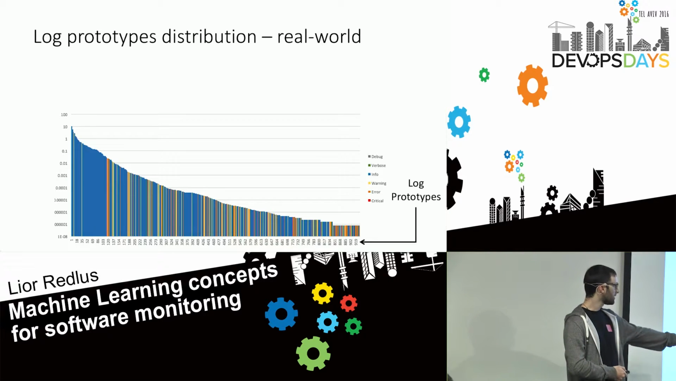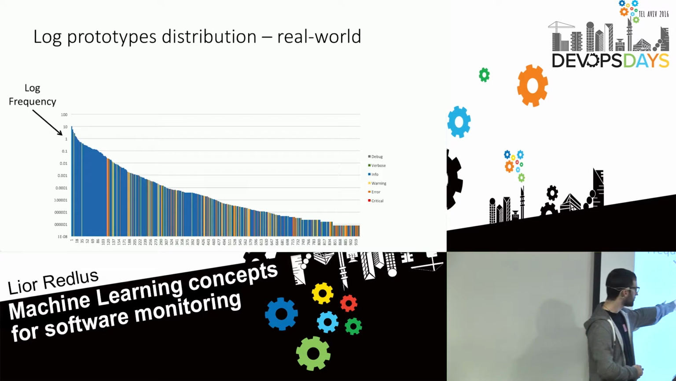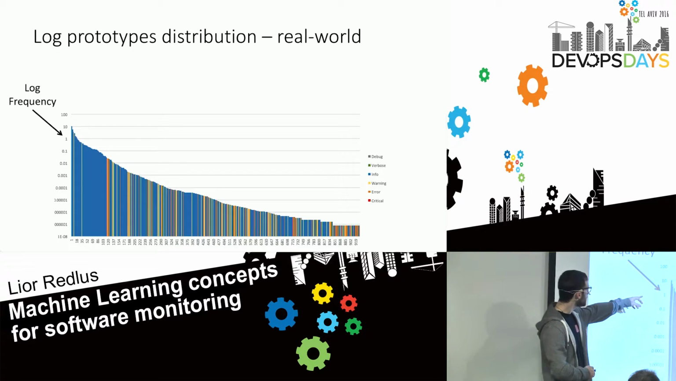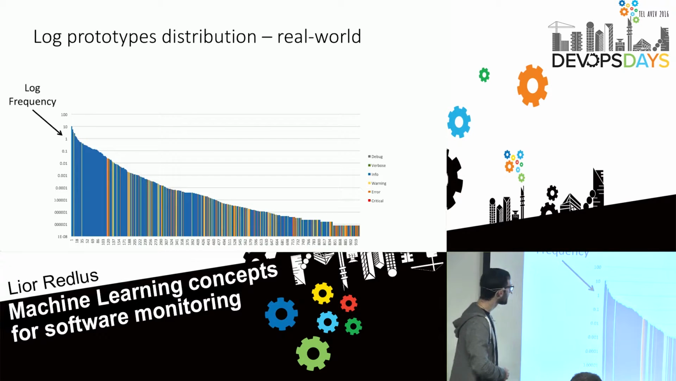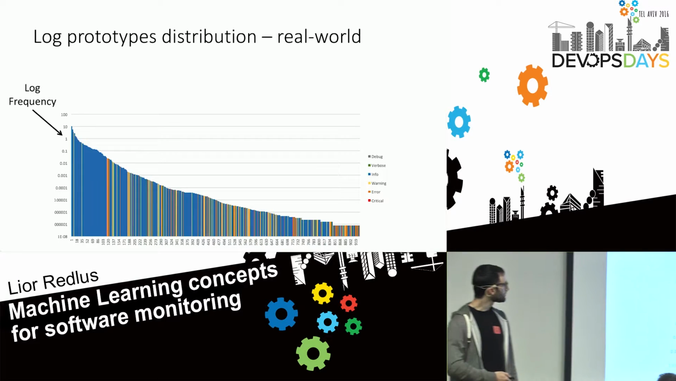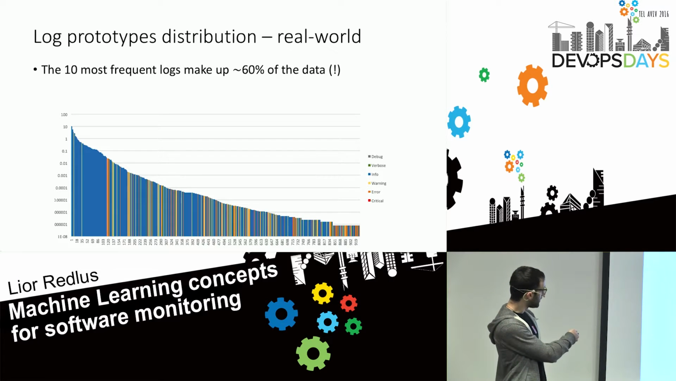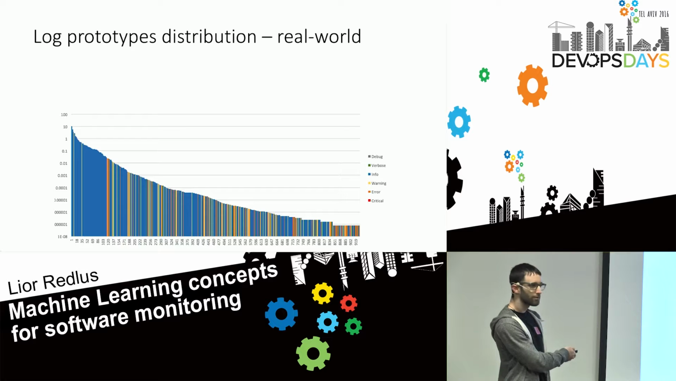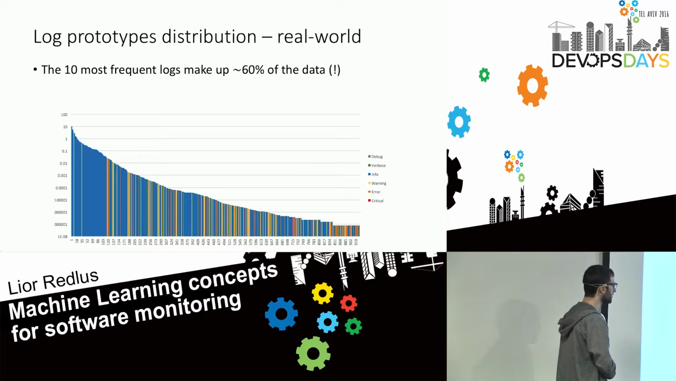Each column here represents a different log type. The frequency here is the ratio of this log type to all the other logs. So this log comes at around 9.8% of all the time. The color represents the severity of the log record. And we can see that the 10 most frequent log records comprise around 60% of the data.